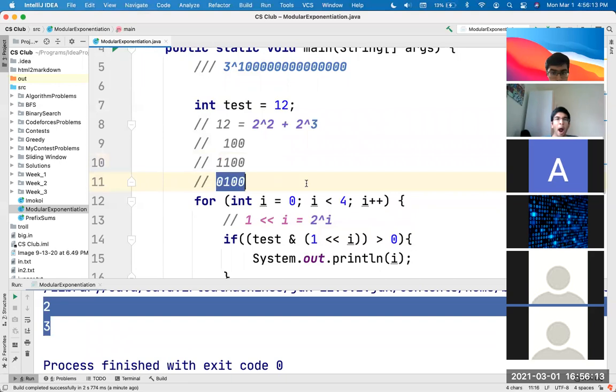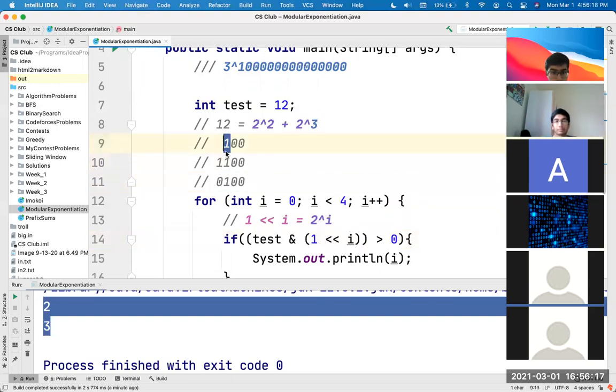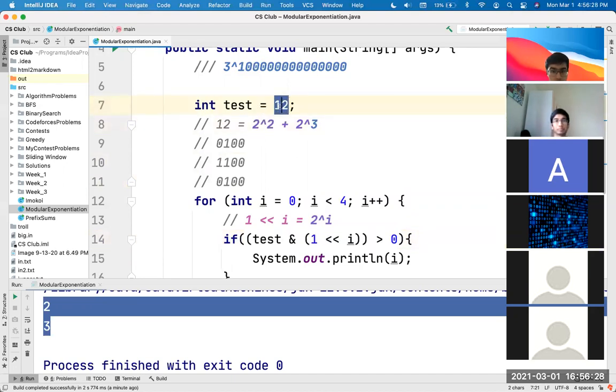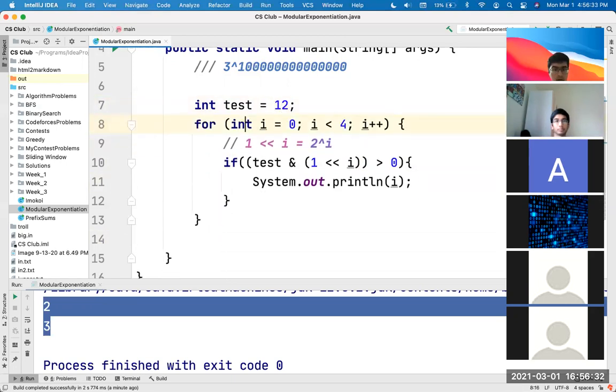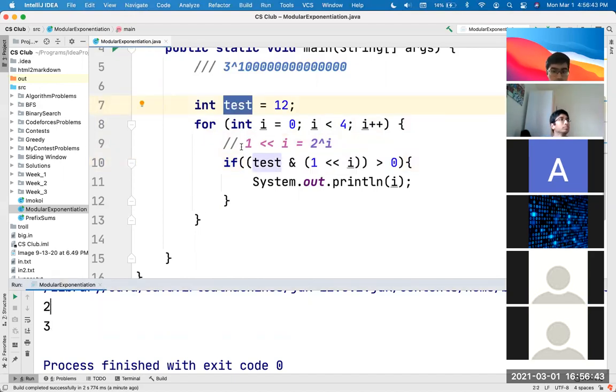And because 4 is greater than 0, because they actually share something in common in this position, we know that 2 to the power of i is a power of 2 that can go into the sum of 12. And if you don't understand that, that's fine. Just know that this is a fancy way to find what powers of 2 can be added together to make 12. So 2 squared and 2 cubed can be added to make 12.